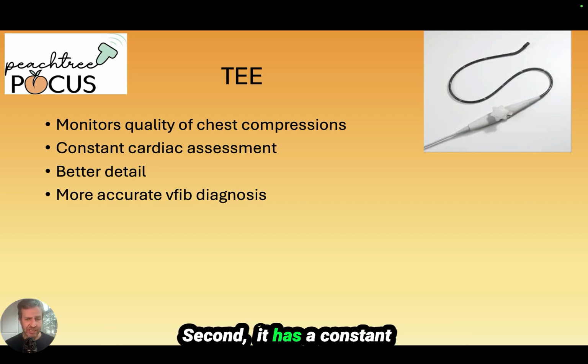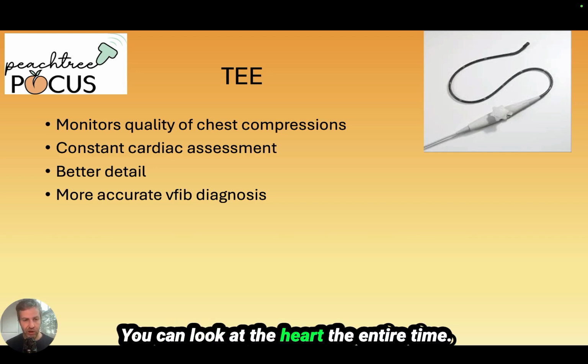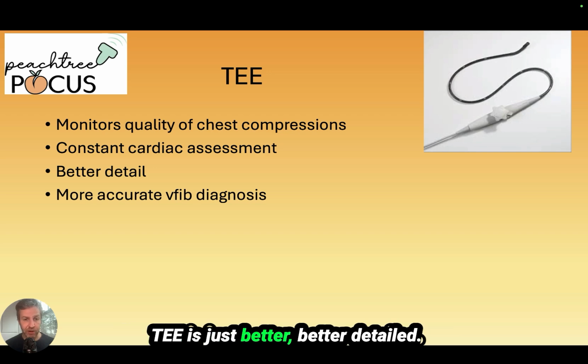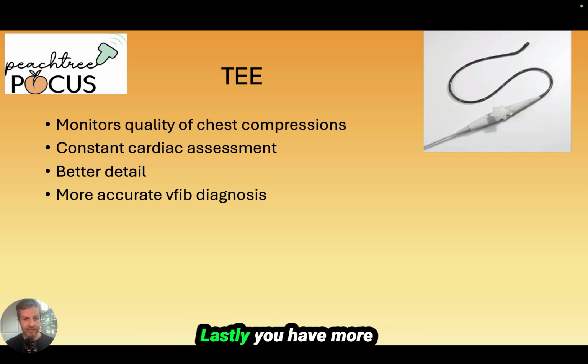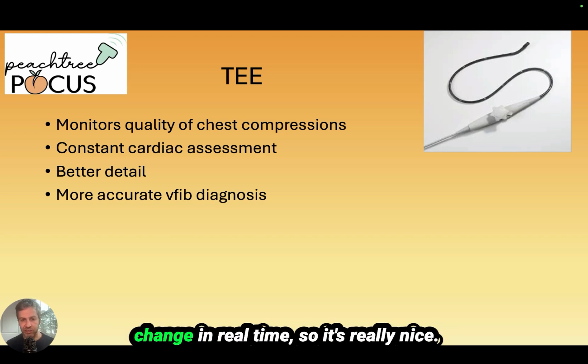Second, it has a constant cardiac assessment. So instead of looking at the heart between compressions, you can look at the heart the entire time. The TEE is just better detail, so you have a nice, better view of the heart, especially if it's someone who has a difficult cardiac view. The TEE can usually get around that. And lastly, you have a more accurate VFib diagnosis. Remember, I had mentioned that VFib can be seen on ultrasound. Certainly, if you're looking at the heart better, you can see VFib in real time on the ultrasound. So generally, TEE just gives you that really constant assessment of the heart during cardiac arrest. You don't have to worry about pauses, anything like that. You're constantly looking and seeing the change in real time.